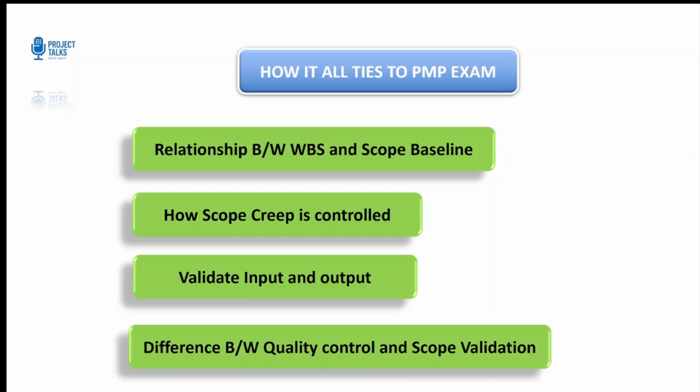And finally, don't mix up quality control and scope validation. Now understand, quality control checks if the deliverables met specification, while scope validation confirms if the right deliverables were accepted by the customer. Now, if you can connect these dots from theory to practice, you'll be ready to handle any scope related question that comes your way in the PMP exam.